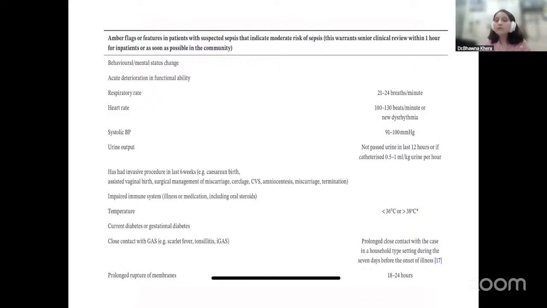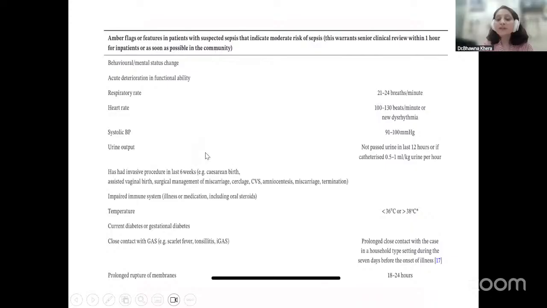And how will you come to know that? Whether it is scarlet fever or tonsillitis. Prolonged close contact with the case in a household type setting within 7 days before the onset of illness. Prolonged rupture of membranes, that is for 8 to 24 hours.